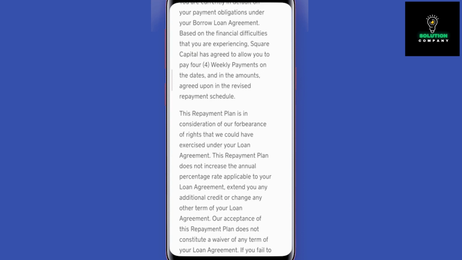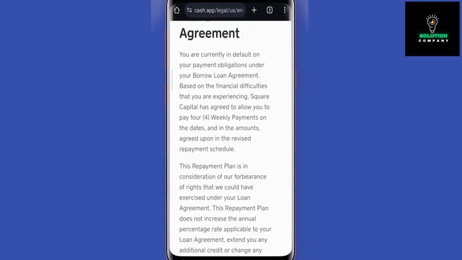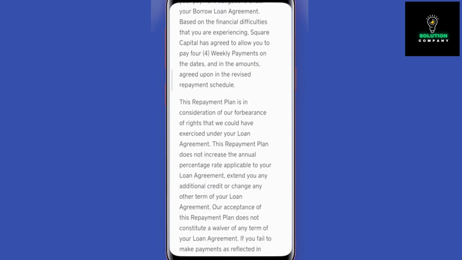And also you need to have an activated Cash Card. If you have not activated your Cash Card yet, this is the perfect time for you to activate one. And also you need to have a positive credit history. If you do not have a good credit history, Cash App will not allow you to use the borrow feature.